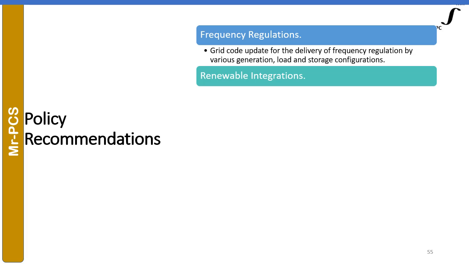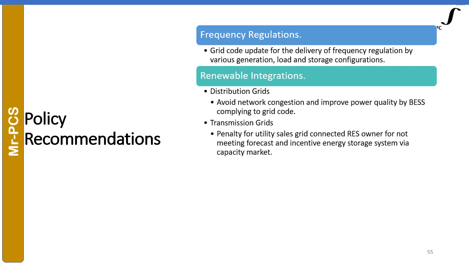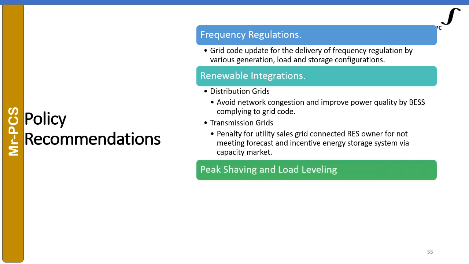Second recommendation is in relation to distribution grid, which can avoid network congestion and improve power quality by ensuring performance as per grid code. Third recommendation is penalizing utility grid operator whenever they are unable to meet the forecast and incentivizing the energy storage system via capacity market. This policy will avoid forecast error, network congestion, and ensure ramping of storage during peak demand.